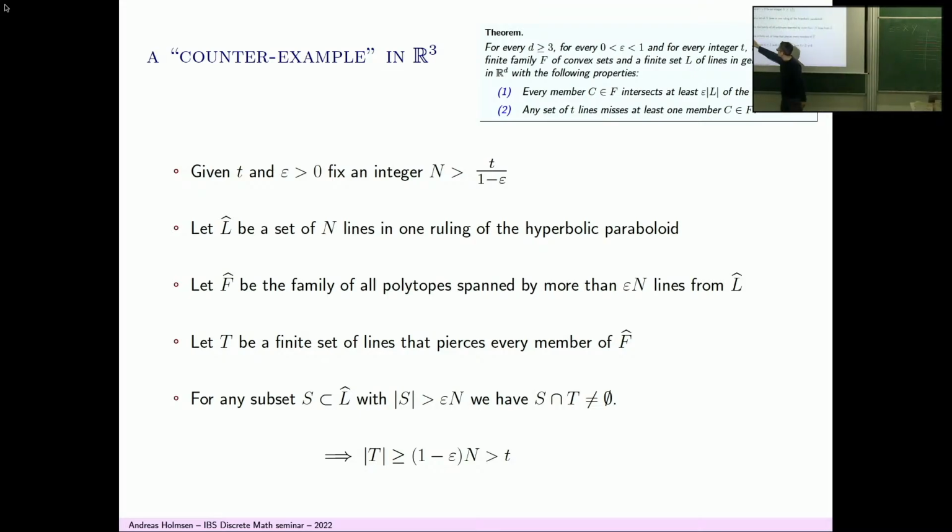So if you consider now T is a finite set of lines that pierces all the members of F hat, well then, for any subset which has size greater than epsilon n, that piercing set must contain one of those lines. Right? And this, then you just calculate. It means that the size of T must be at least this. Okay? Very simple. So who sees why this is not a counterexample?